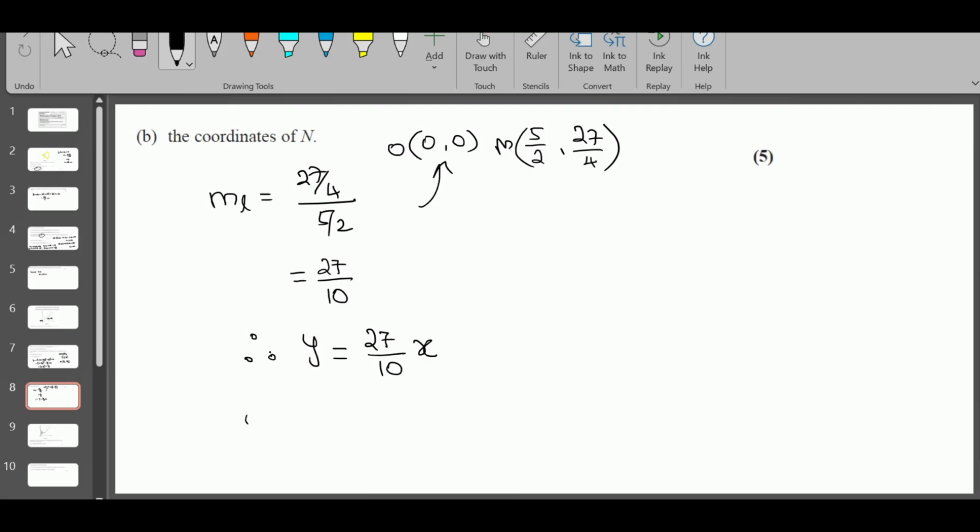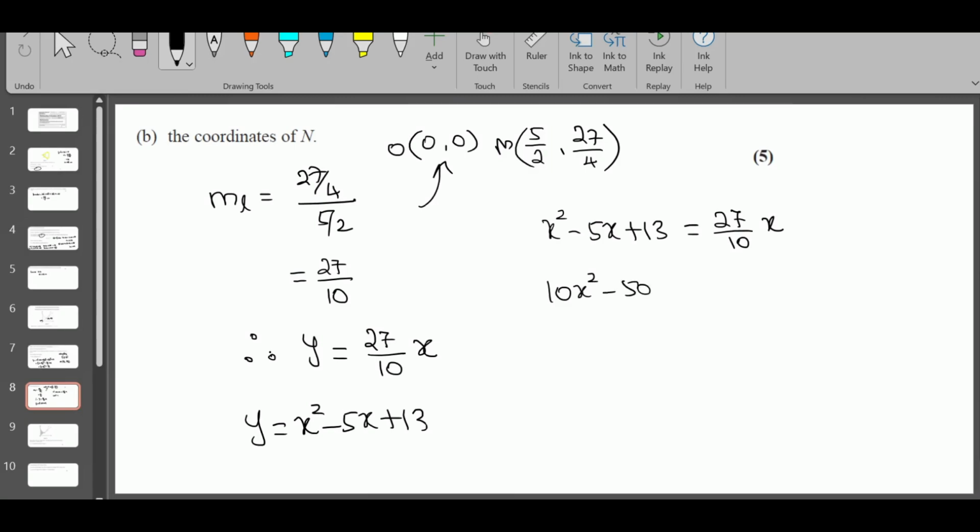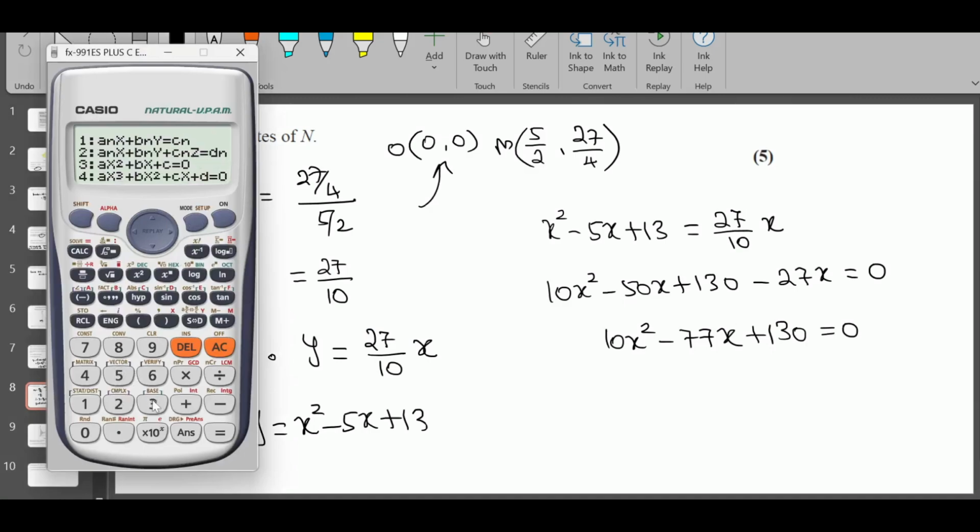And we know the equation of the parabola, x square minus 5x plus 13. Now we are going to equate them and solve it. So x square minus 5x plus 13 is equal to 27 over 10, okay, keep it as 27 over 10 x. And multiply through by 10, you will get 10x square minus 50x plus 130 minus 27x is 0. So 10x square minus 77x plus 130 is 0. I'm going to solve this quadratic now.